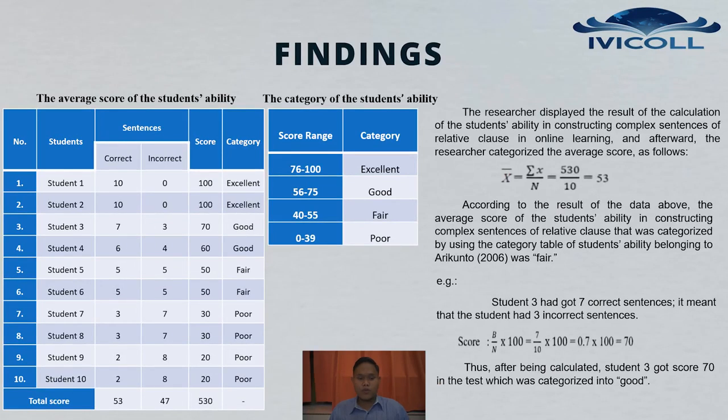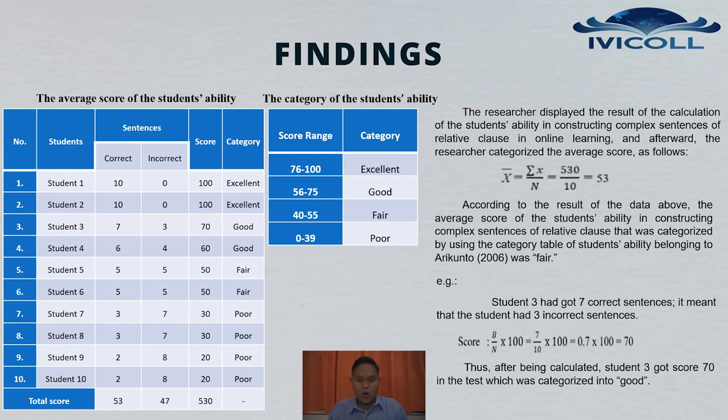Right now, we're going to talk about findings. In this session, I displayed the number of correct sentences and incorrect sentences and the category of the average score of the students' ability in constructing complex sentences of relative clause carried out by the fourth semester students of the English education program in a university in Batam, according to the result of the task having been done.